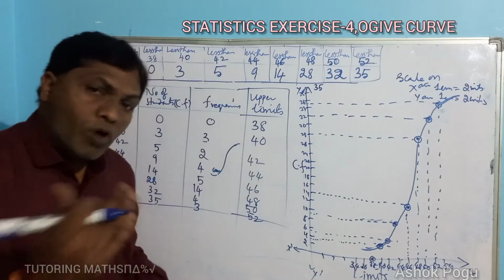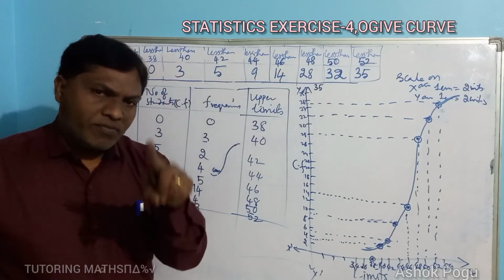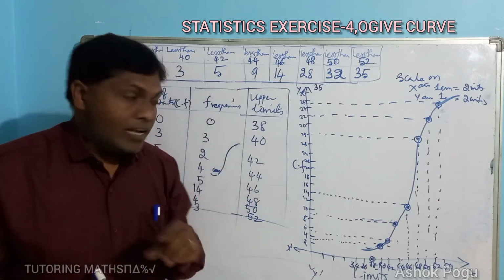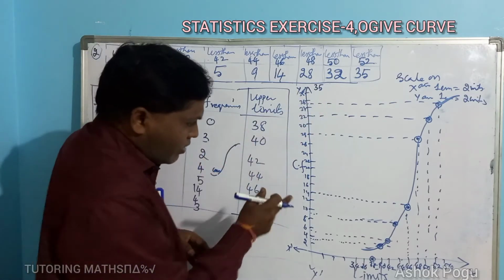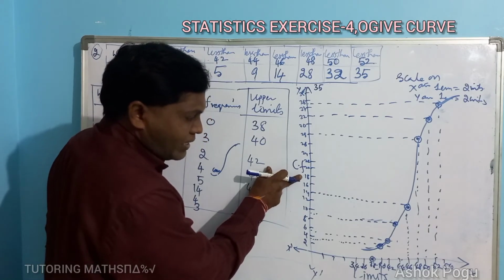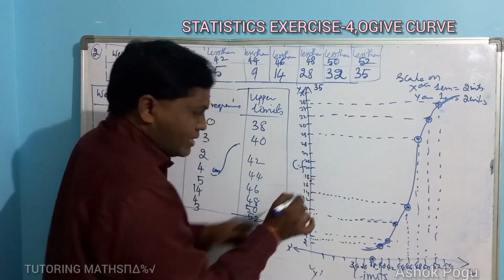Let us find the median. What would be the median? What is the total number of observations? 35. What is half of 35? That is 17 and a half. Half of 35 is 17.5. Where do we get 17.5? This is 16 and 18. Here it is 17 and this will be 17.5.